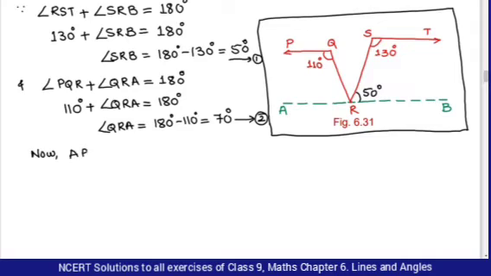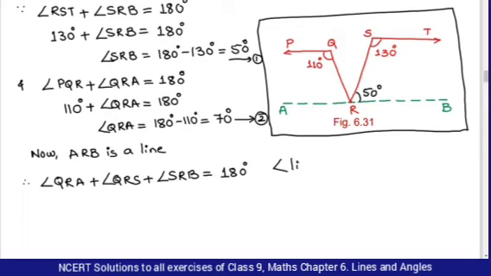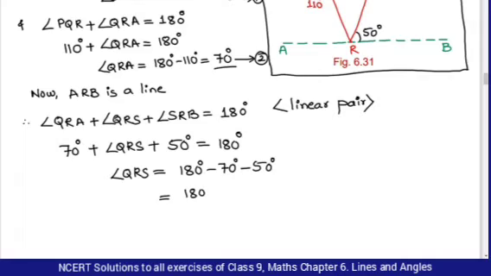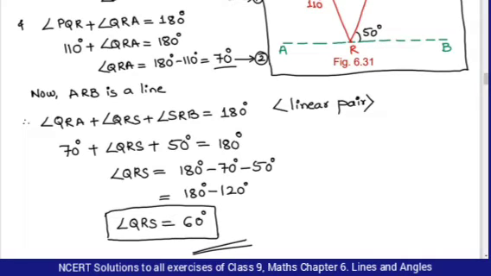Now, ARB is a line, so you can observe the figure. Therefore, angle QRA plus angle QRS plus angle SRB is equal to 180 degrees because they form a linear pair. This implies angle QRA is 70 degrees plus angle QRS plus angle SRB is 50 degrees equal to 180 degrees. Then angle QRS is equal to 180 minus 70 minus 50, so 180 minus 120. Then angle QRS is equal to 60 degrees.